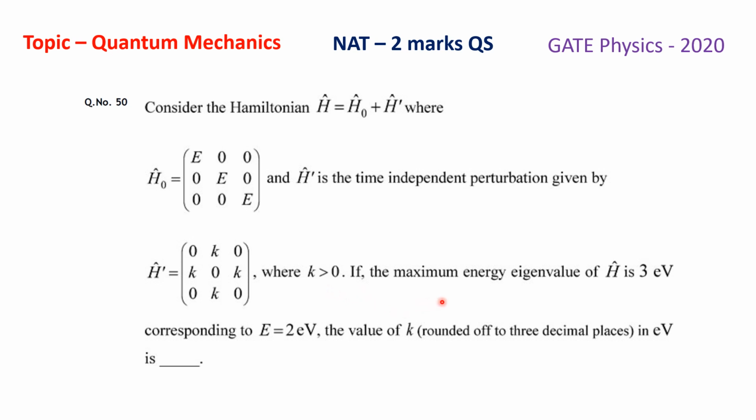If the maximum energy eigenvalue of this H cap is 3 electron volt and corresponding to E equals 2 electron volt, then the value of k rounded off to 3 decimal places in electron volt is, so we have to find the value of k for this matrix.